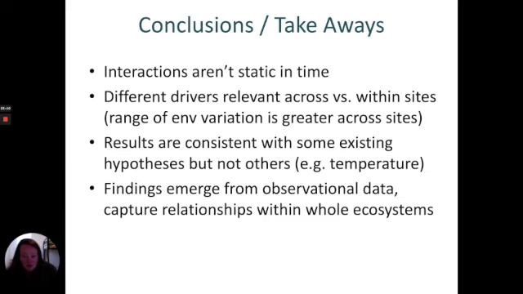So to conclude this part, we see that species interactions are clearly not static in time, and different drivers are associated with this variation, depending on whether we're looking within or between lakes. Between lakes, it seems like nutrient status really changes how these interactions affect your dynamics. And it's likely because when you're comparing a bunch of different lakes, there's a greater range of environmental variation captured when looking across lakes.